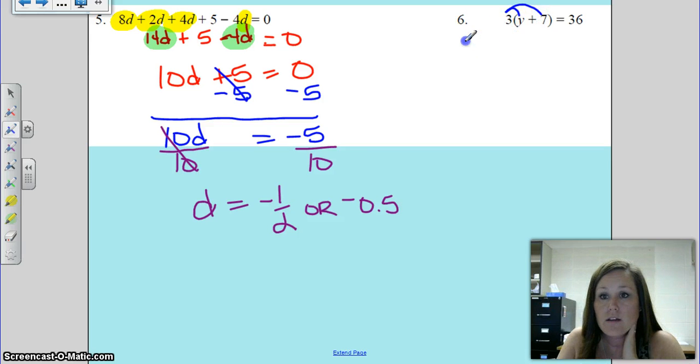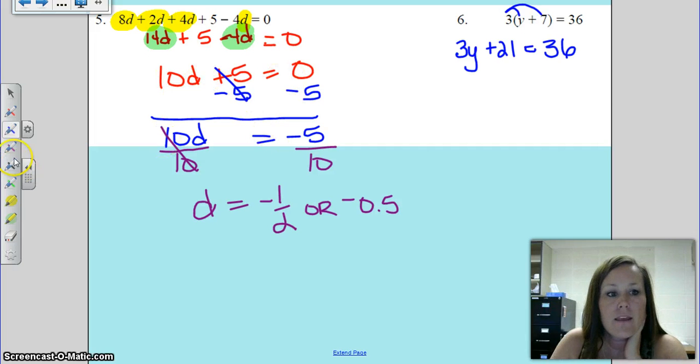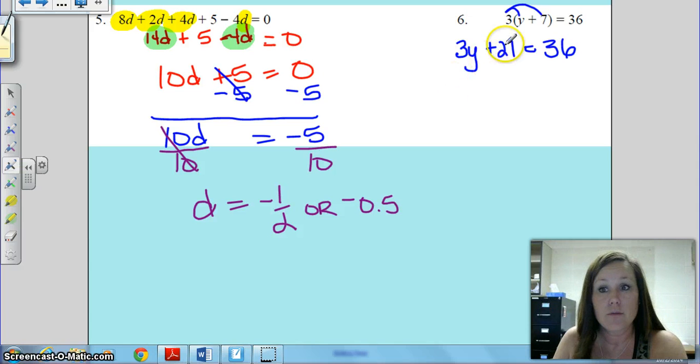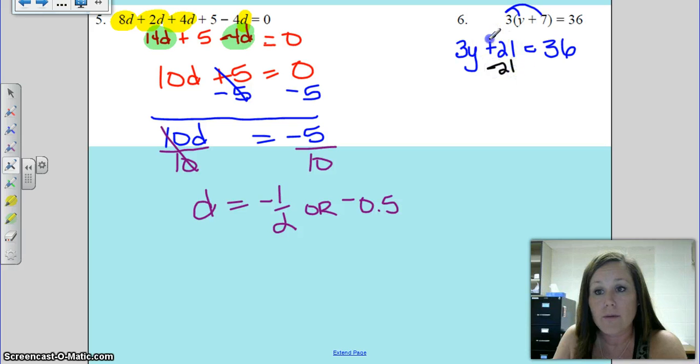So 3 times y is 3y. 3 times 7 is 21. And 36 just stays there. That's an equal sign. And now I just solve. So I'm going to isolate the term that has the variable. Right now I want this guy to be all by itself. So I'm going to take the 21 away from it. Minus 21.